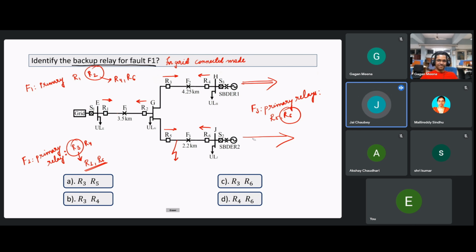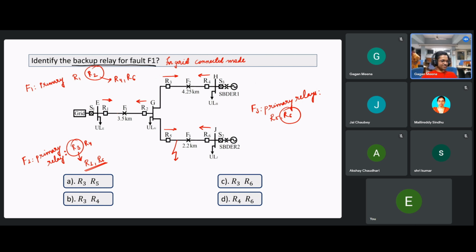Backup will be R1? No. For R6, just like you said for F2, is there any backup for R4? R3 is the backup. No, no. See the direction. You have to see this direction. You only just told that R4 has no backup. Just as R1 has no backup because behind this there is no relay. If R1 fails, there's no relay behind it which is able to back up. So for R4 there is no backup.